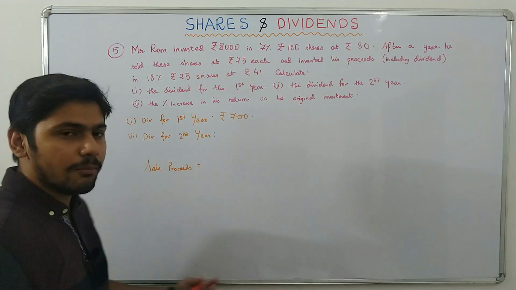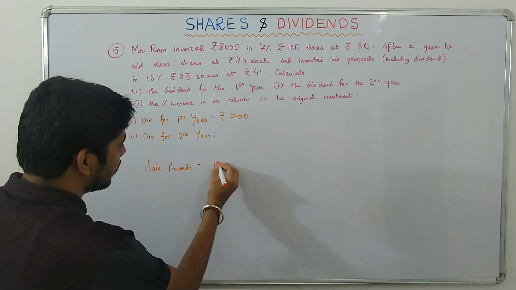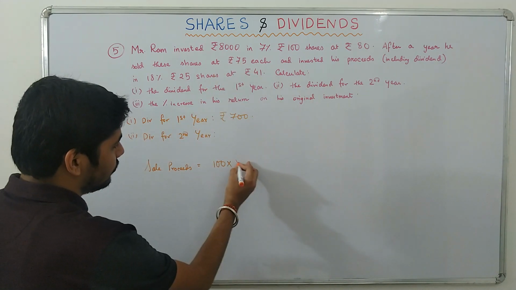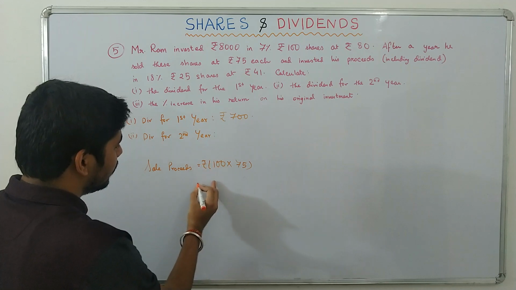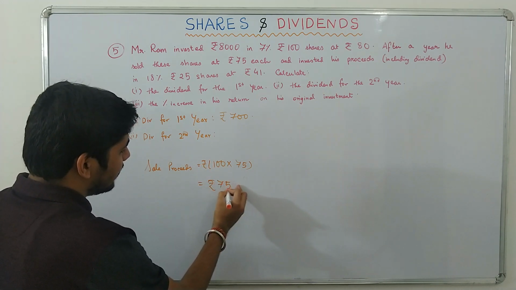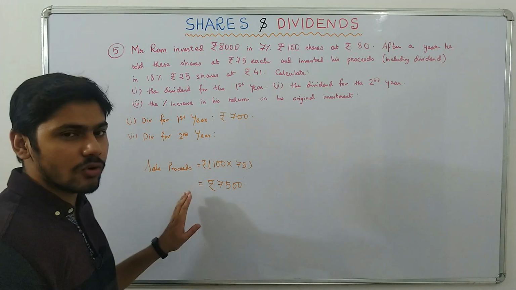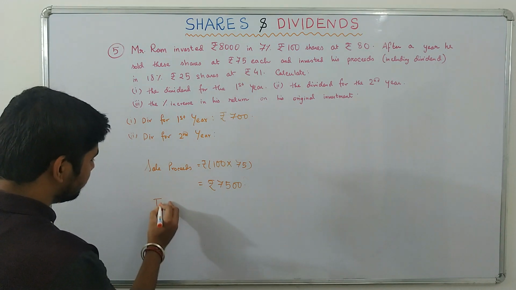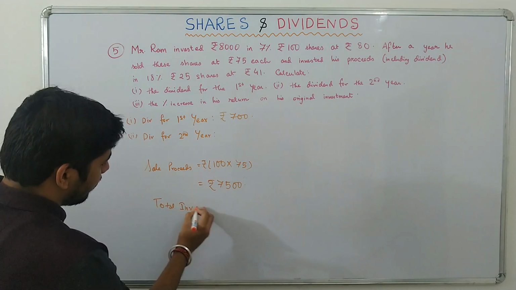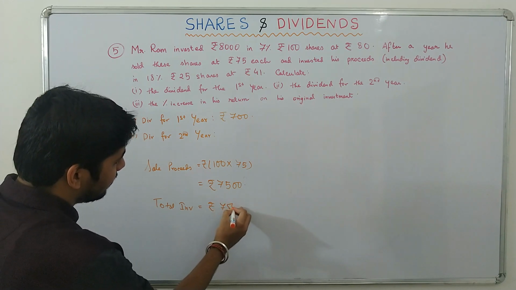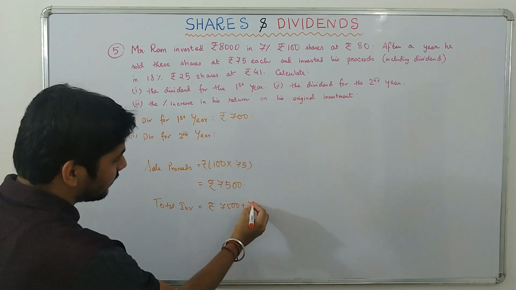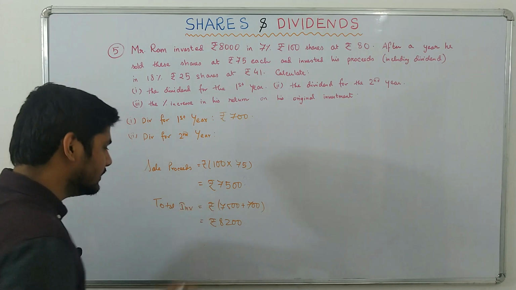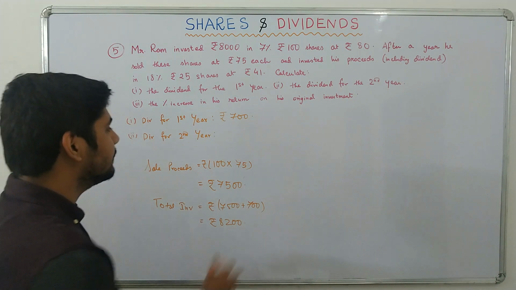So sale proceeds is equal to the number of shares that he held, 100, I told you to remember it, into he sold each share at rupees 75 each. So into 75. So the total sale proceeds is rupees 7500. But this will not be his total investment because we have to include the dividend also. So the total investment will be equal to rupees 7500 plus the dividend that we calculated, 700. So this will equal rupees 8200.